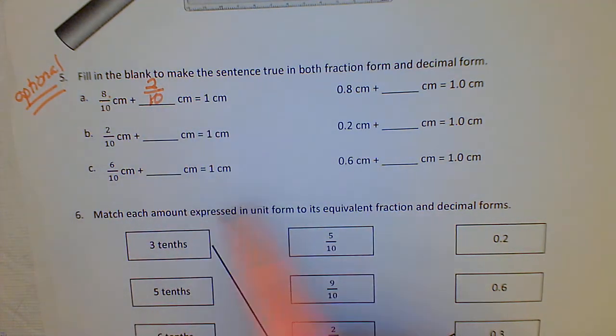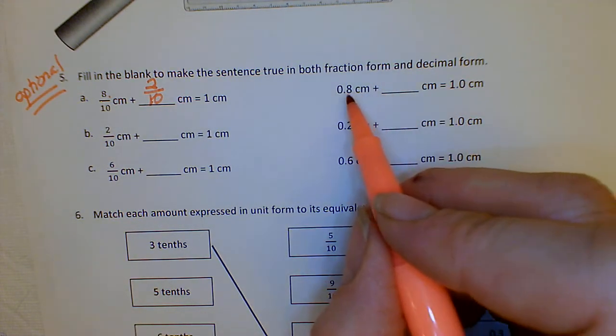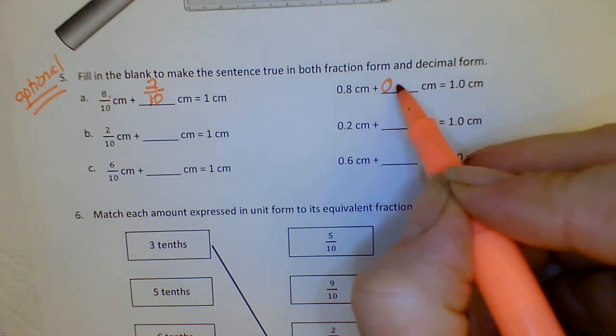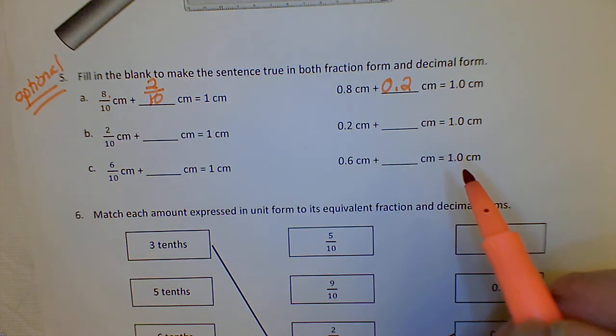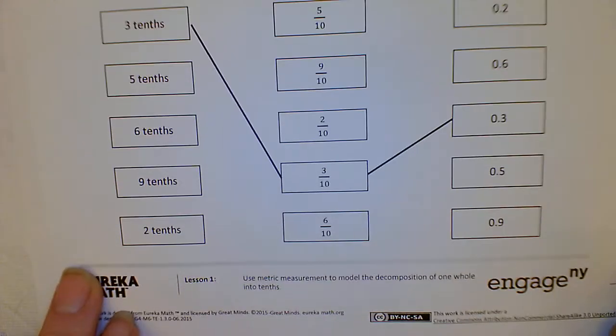And now that we know that it's 2/10, we could do the same thing over here. Or we could say to ourselves, how many more tenths do I need to get up to the full centimeter? And we're going to have 0.2 centimeters. If you feel like you can do this, go ahead and do 5B and 5C. But if not, it's really okay to skip that one for today.